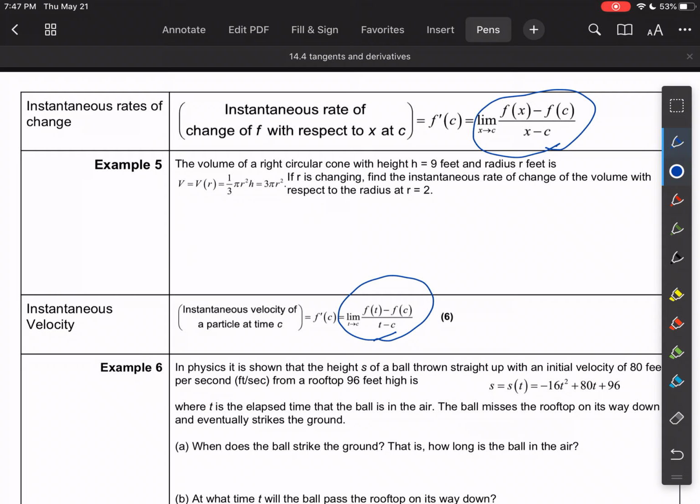So for the last part, we're applying what we know about derivatives and instantaneous slopes of a curve to be able to apply it to anything. So, instantaneous rates of change. Example 5, we have a geometry problem. Example 6, we have a physics problem that involves instantaneous velocity.